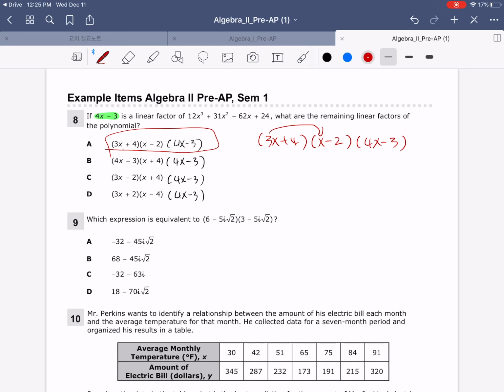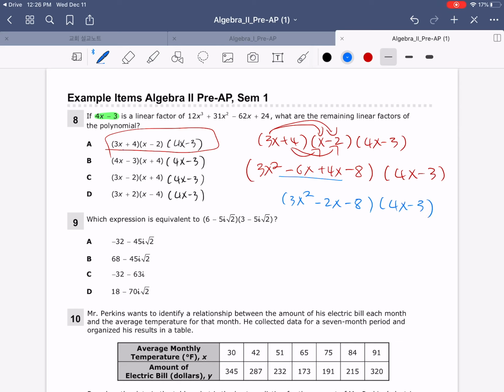So if you do it, 3x times x is going to be 3x squared. 3x times negative 2 is negative 6x. 4 times x is plus 4x. 4 times negative 2 is minus 8. So we just distribute the first one and we still have 4x minus 3. And you can combine these together, right? So it's gonna be 3x squared minus 2x minus 8 and 4x minus 3. And same thing.